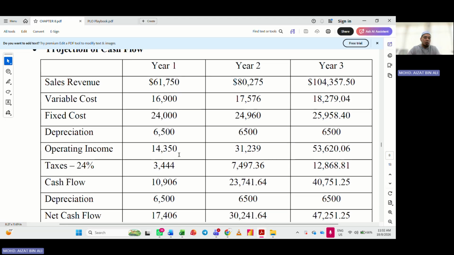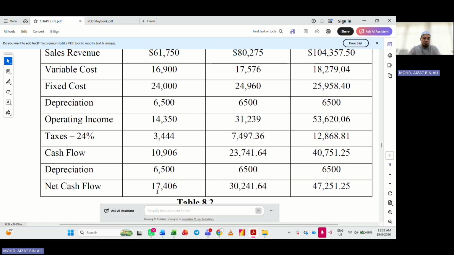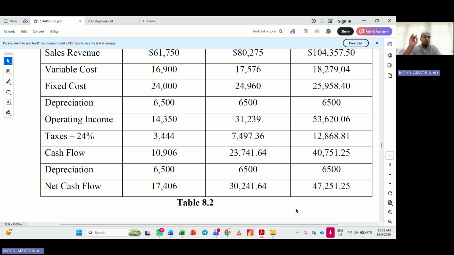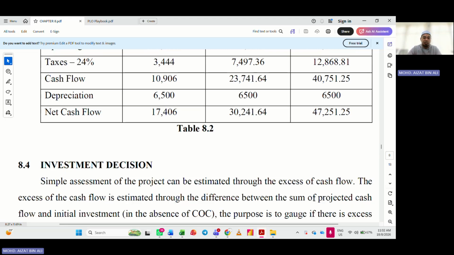So you repeat everything the same for the 3-year period, and you will get a stream of cash flow. This is what we call operating cash flow. We operate for 3 years, and this is the cash flow generated from our operation. So this is operating cash flow.